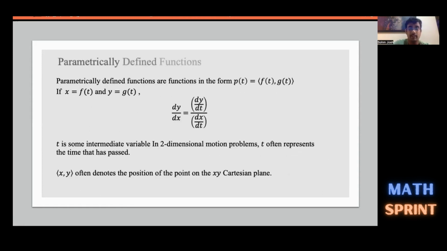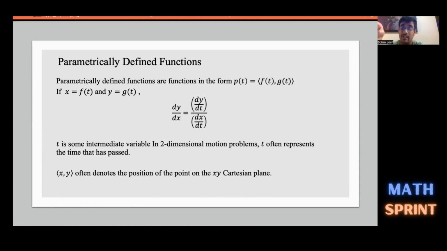Okay, parametrically defined functions. So a parametrically defined function is a function in the form p of t is equal to, in angular brackets, f of t comma g of t. So essentially, there's some intermediate variable t with which we can define two functions in terms of. So we can express x and y as two different functions of t.